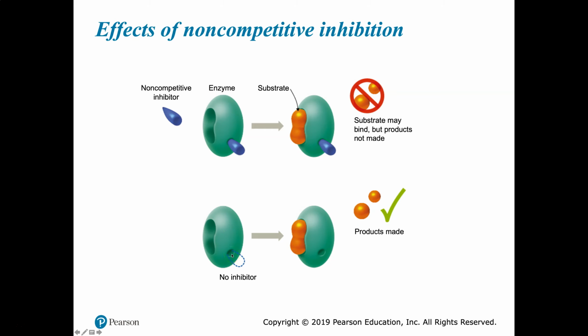But if we're missing an inhibitor at the allosteric site, then it's just normal enzymatic activity and you get your products. So non-competitive inhibitors don't compete for the active site like competitive inhibition. Instead, they bind elsewhere, at the allosteric site, and it will prevent the substrate from actually being worked on. All right. Both are ways of slowing down rates of reaction.